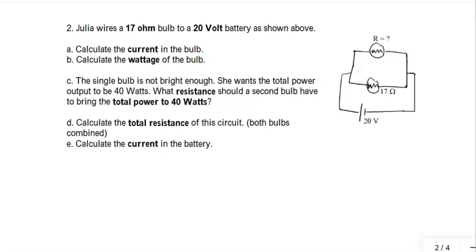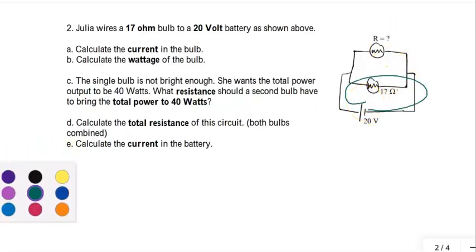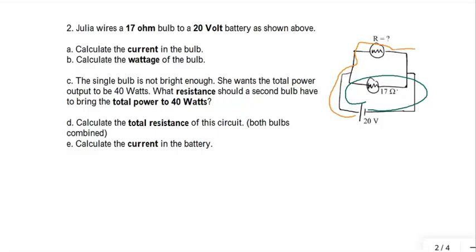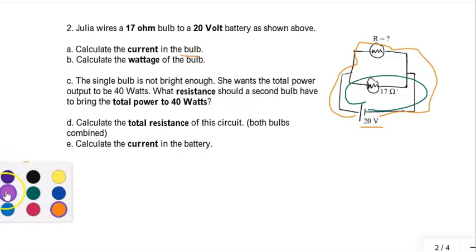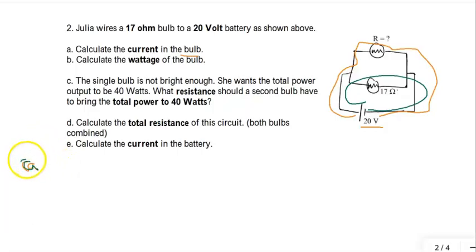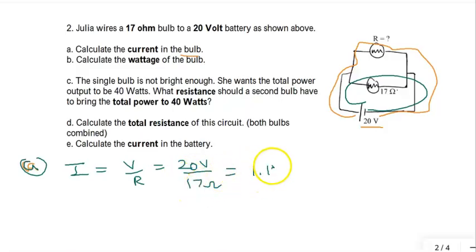Question 2. Julia wires a 17 ohm bulb to a 20 volt battery. So we have 1 complete loop for that system and some other apparently unknown light bulb hooked up to the same voltage. Calculate the current in the bulb. So that green loop is completely independent, so we don't care what else is going on. I equals V over R. 20 volts over 17 ohms is 1.18 amps.